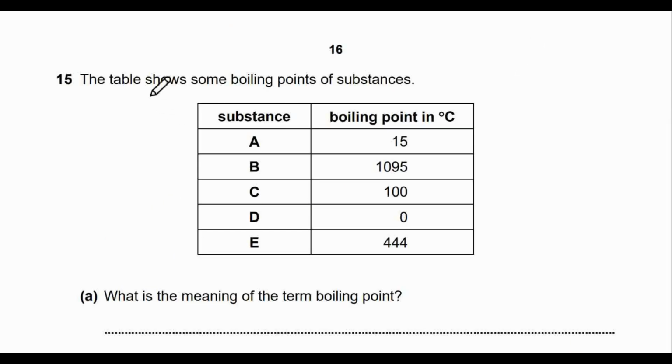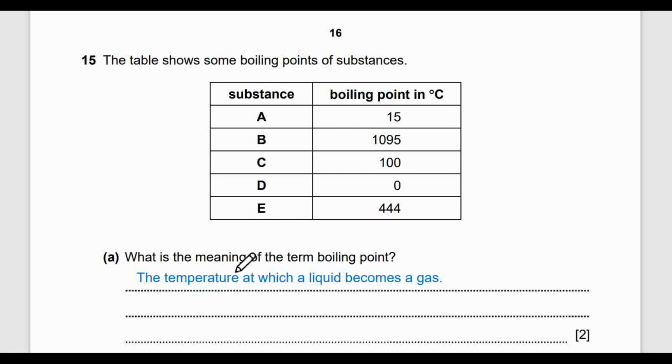Question 15. The table shows some boiling points of substances A, B, C, D, E. This is the boiling point. What is the meaning of the term boiling point? Well, boiling point is the temperature at which a liquid becomes a gas or vapor. So we type that down, the temperature at which a liquid becomes a gas.